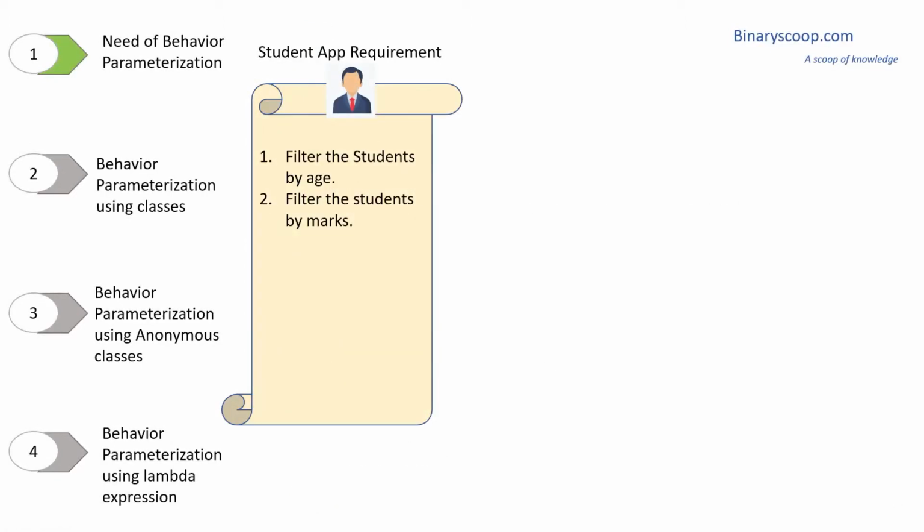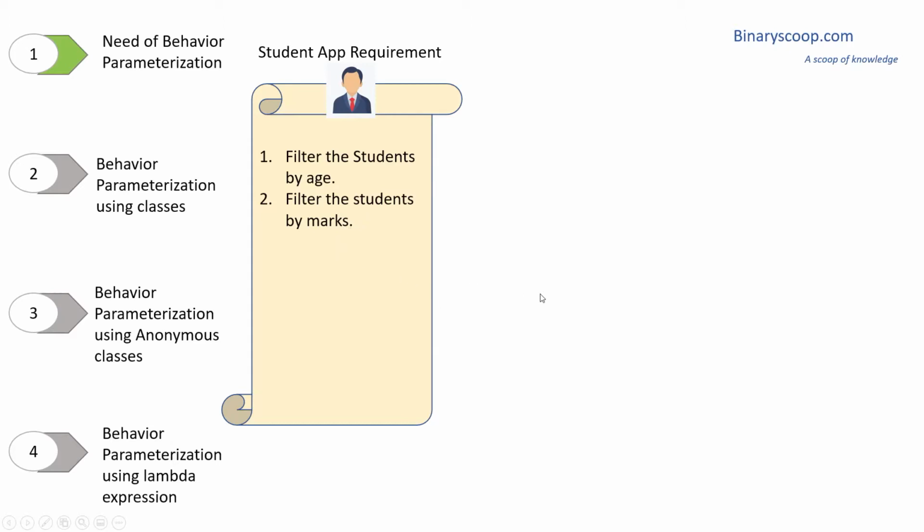Okay, to understand the need of behavior parameterization, I need to take one or two minutes. Let us assume that your company boss comes up with a student app requirement, and the student app requirement contains two functionalities: filter the student by age, filter the student by marks. Filter the student by age means the student list should be filtered based upon age criteria, and filter the student by marks means filter the student based upon marks criteria.